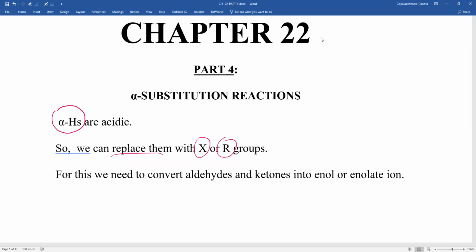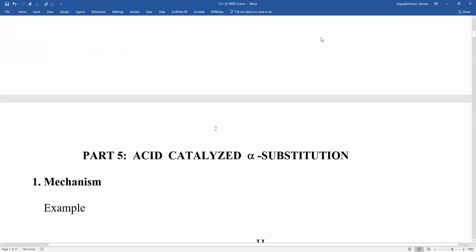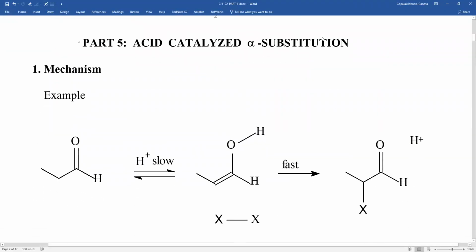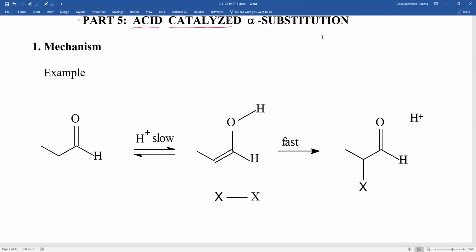In order to do that, we have to convert aldehydes and ketones into enol or enolate ion. So we have two routes to do it. One, using acid as a catalyst, we can substitute the alpha hydrogen. Look at this one. This is an alpha carbon, and it has two hydrogens. I highlight one of them.